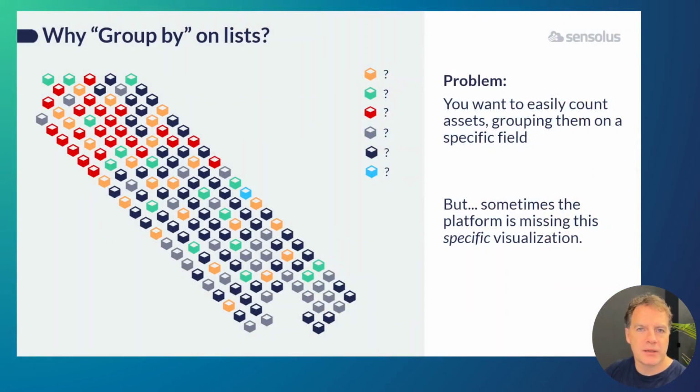So first, let's take a look at the group by feature which we have added to our platform. What is a typical use case? Users are presented with the question, the need. If they have a large number of assets, they want to quickly count how many of specific assets are in a specific state, have a specific property. And then often it happens that just this specific kind of visualization is lacking in the platform or is currently not yet present.